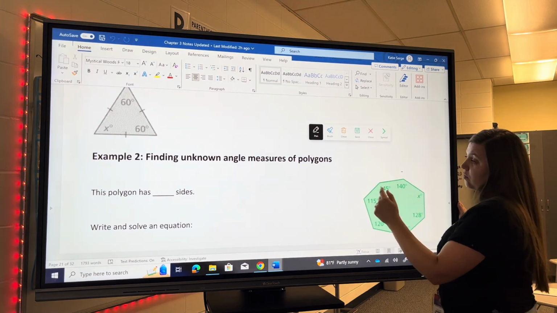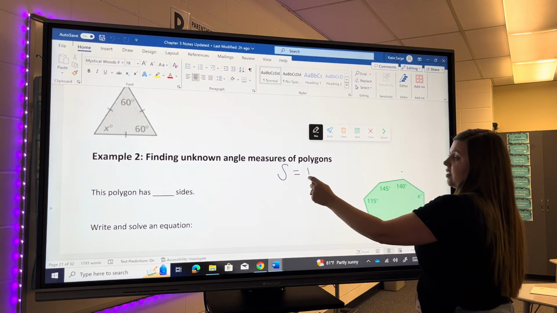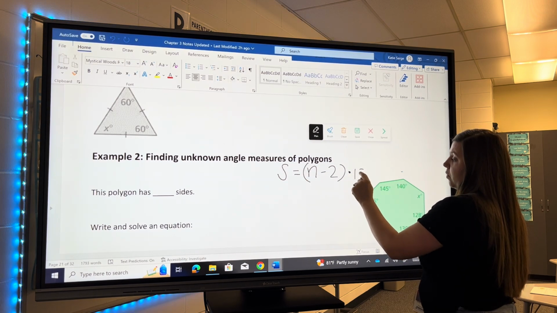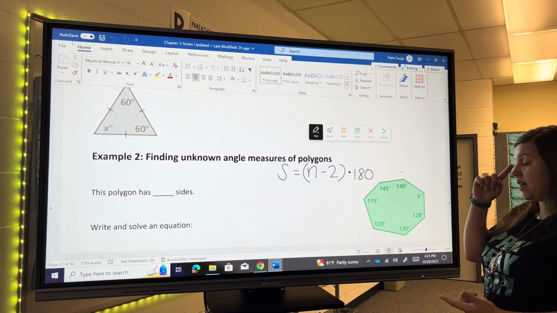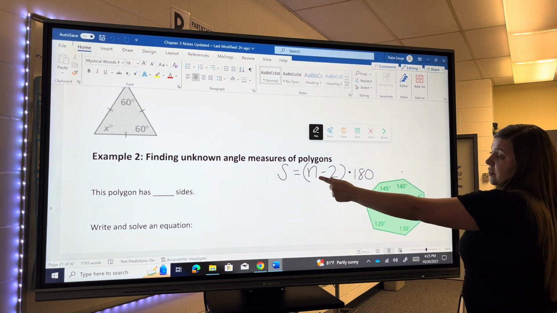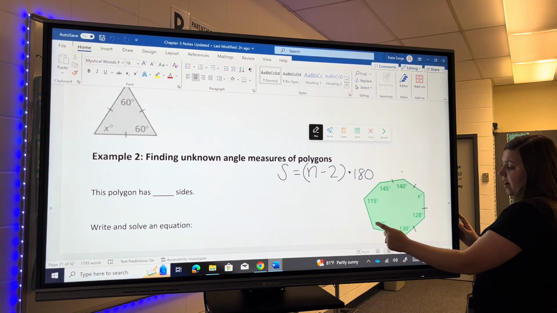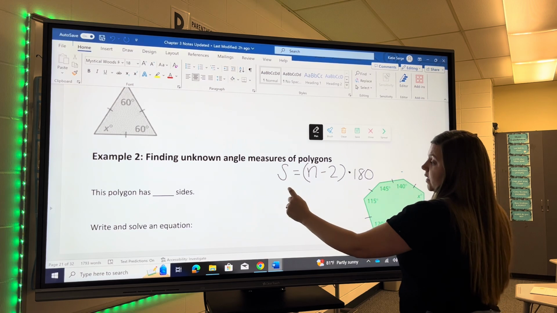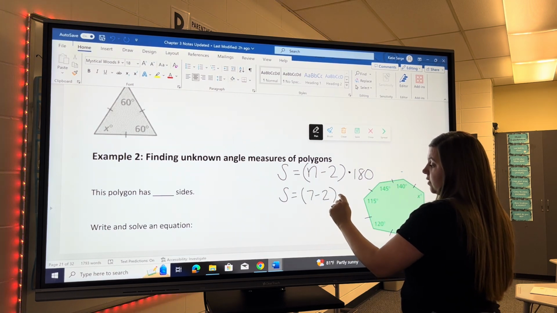So the equation is the sum of the interior angles is the number of sides minus 2 multiplied by 180. So we need to start there. Okay, there are a few steps. First is, what do they add up to? Okay, well, we need the number of sides. So this has 1, 2, 3, 4, 5, 6, 7 sides. Okay, so the sum is 7 minus 2 times 180.